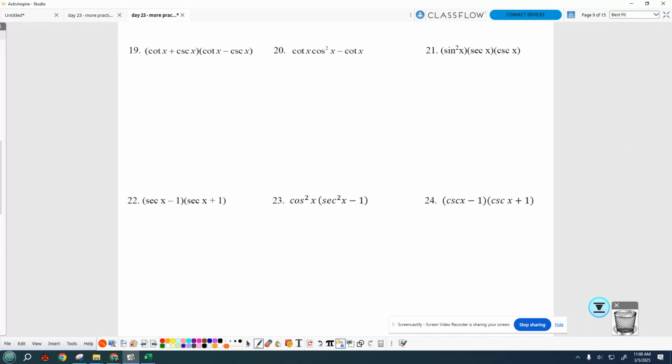It already is all multiplied things, so I think the distributing is already done. To me, I think I'm going to turn everything into sine and cosine. Secant is 1 over cosine, and cosecant is 1 over sine. So one of the sines up top cancels with one of the sines on the bottom. And then sine over cosine becomes tangent.